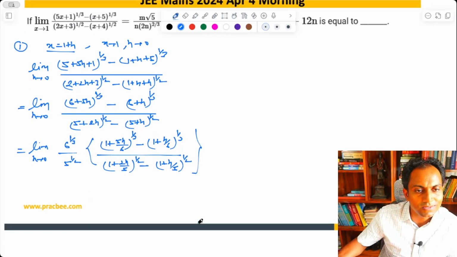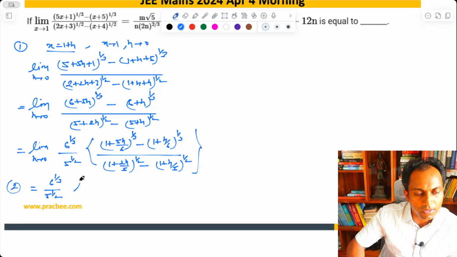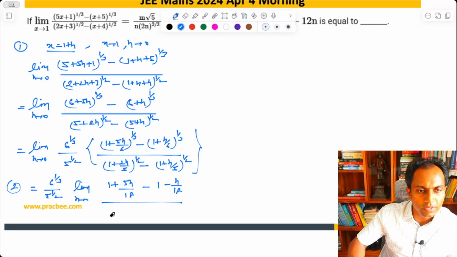Now, once you have done this, the next part would be to put the limits and do the usual thing. So this 6 raised to the power 1 by 3 and 5 raised to the power 1 by 2 can be parked outside. Inside the limit, we can put the series expansion. We did this earlier also, it can be written as 1 plus nx. So this becomes 1 plus 5h by 18, minus 1 minus h by 18. The remaining part becomes 1 plus 2h by 10 and the last becomes 1 minus h by 10.